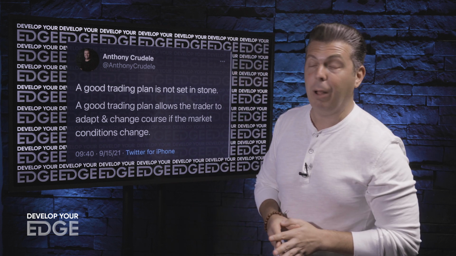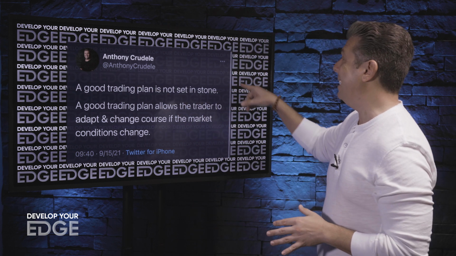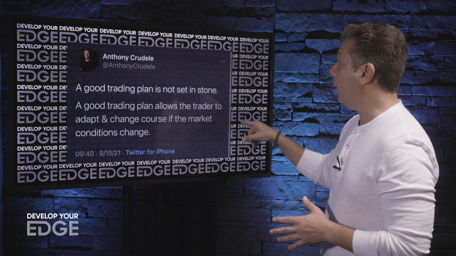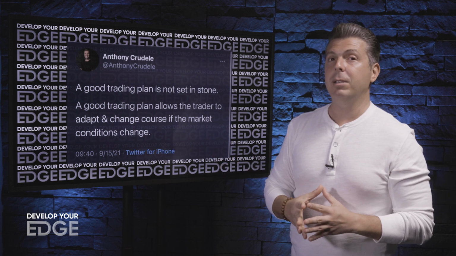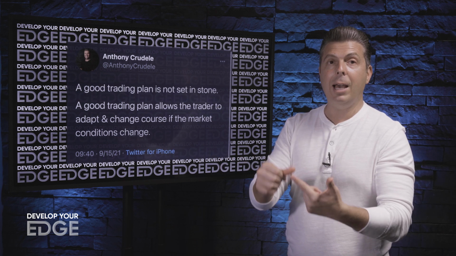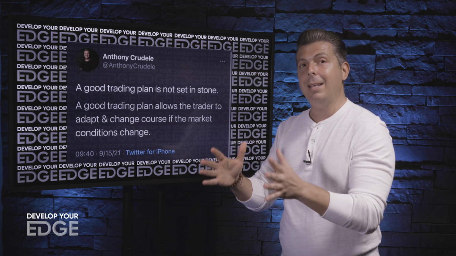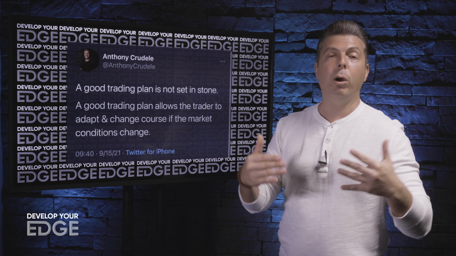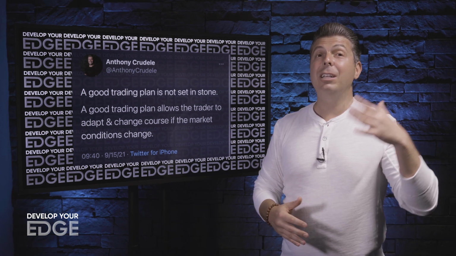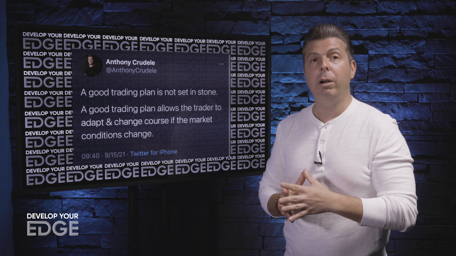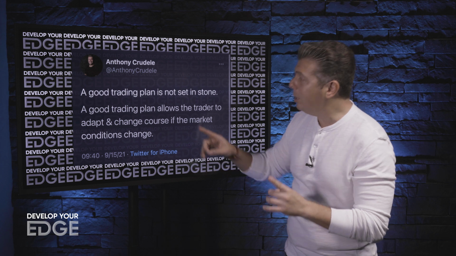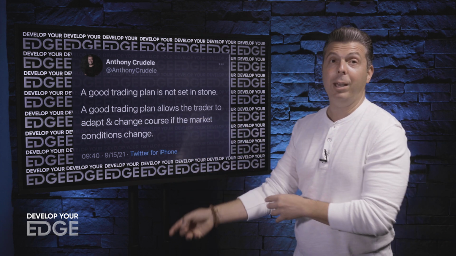Let me take you to a tweet that I put out the other day. A good trading plan is not set in stone. A good trading plan allows a trader to adapt and change course if the market conditions change. Look at everything we discussed today. If the S&P, NASDAQ, and Russell all end up having the same look that I was looking for on the daily charts, then I would be in with full participation and I would be more aggressive in my look, taking on more risk. If I see a divergence between one index and the other, then I may lay off my trading and potentially take on smaller risk. It's important to be able to adapt and change course if the market conditions change.